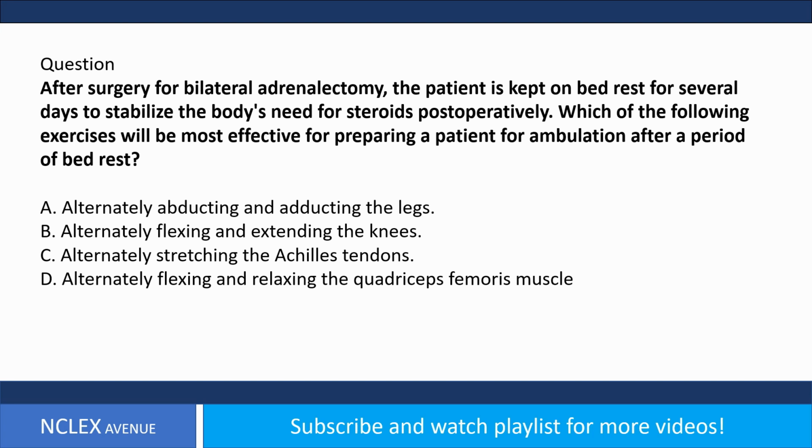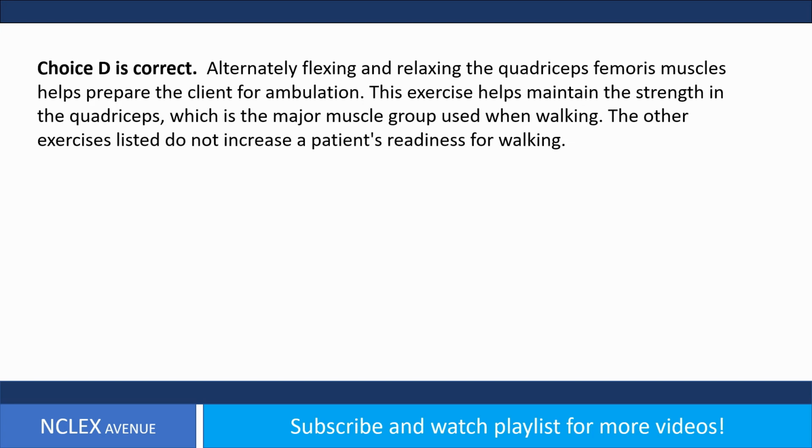Answer. Choice D is correct. Explanation. Alternately flexing and relaxing the quadriceps femoris muscles helps prepare the client for ambulation. This exercise helps maintain the strength in the quadriceps, which is the major muscle group used when walking. The other exercises listed do not increase a patient's readiness for walking.